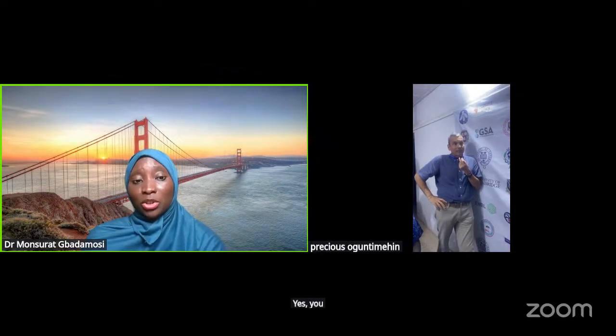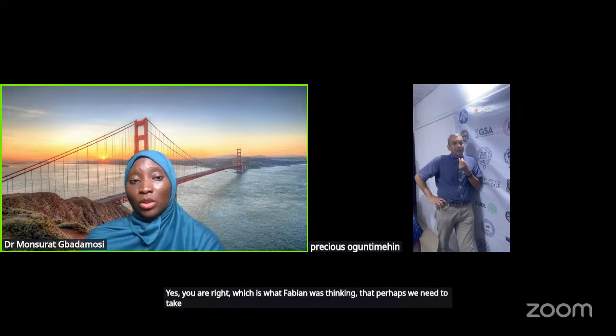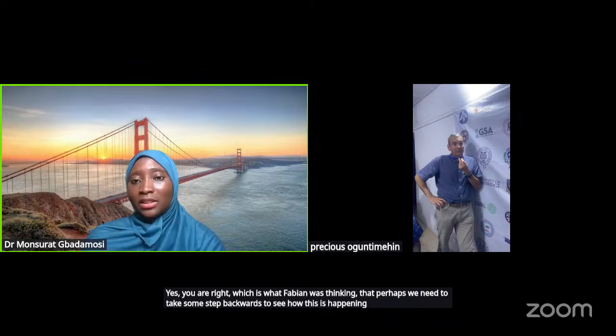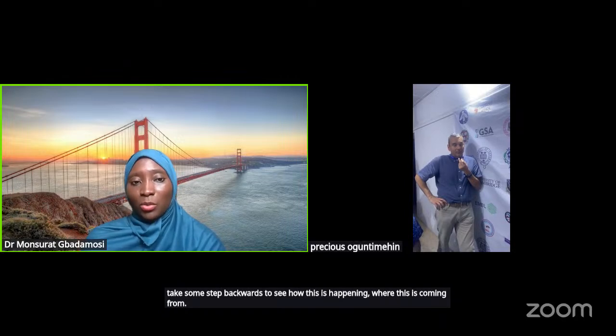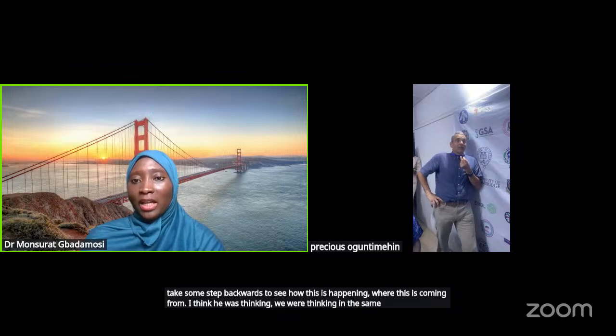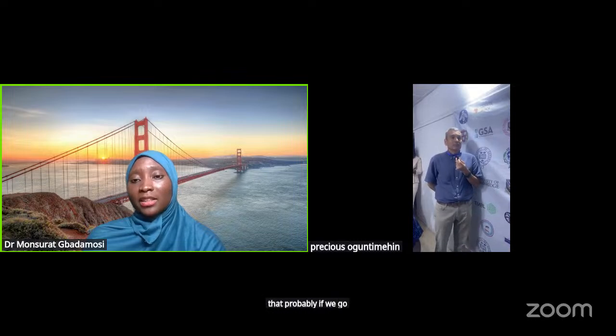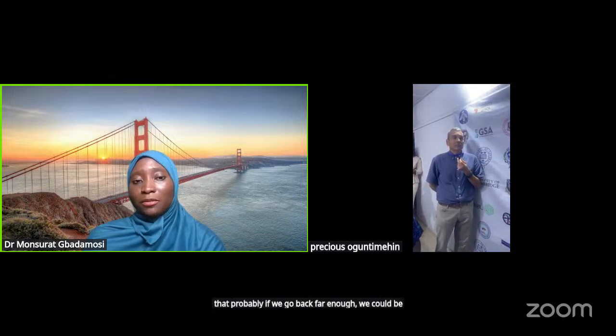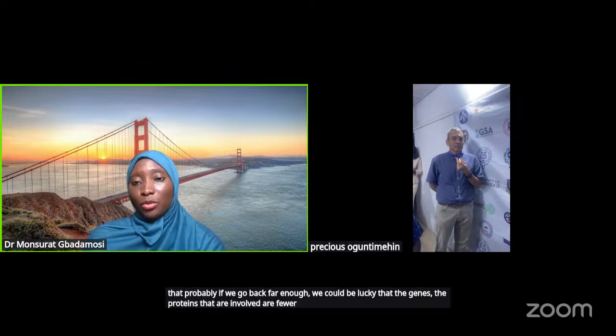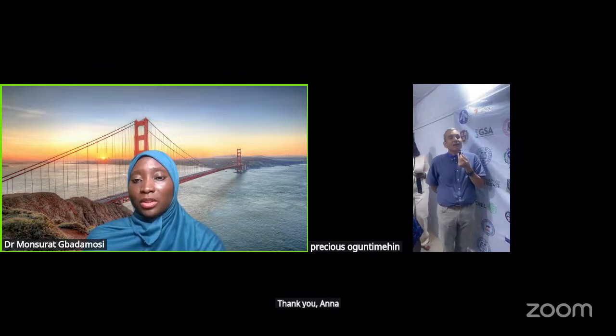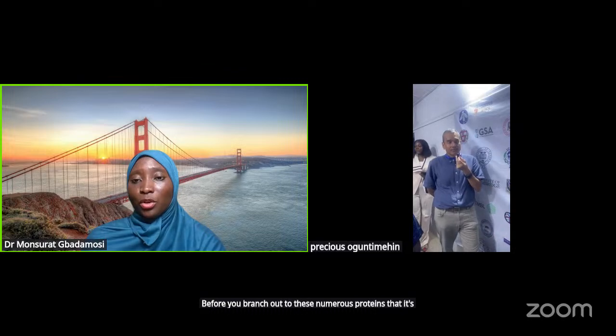Yes, you are right, which is what Fabian was thinking, that perhaps we need to take some steps backwards to see how this is happening, where this is coming from. I think we were thinking along the same line you had just now, that probably if we go back far enough, we could be lucky that the genes, the proteins that are involved are fewer, that we could actually follow before it branches out to these numerous proteins that it's impossible to follow all of them.